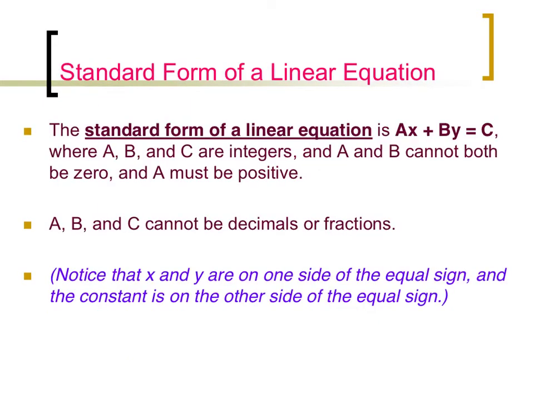Alright, when we're looking at standard form of a linear equation, the standard form is ax plus by equals c. Now a, b, and c must be integers, and a and b cannot be 0. Also a needs to be positive. It's okay if a is 0 or b is 0, but they both can't be 0. When I say that a, b, and c must be integers, that means they cannot be decimals or fractions. Okay? Please notice also that x and y are both on the same side of the equation.